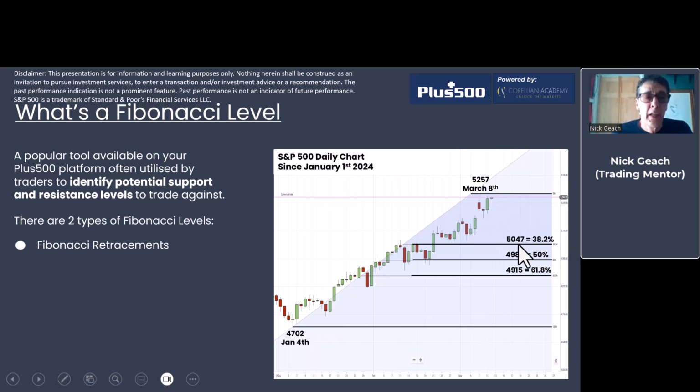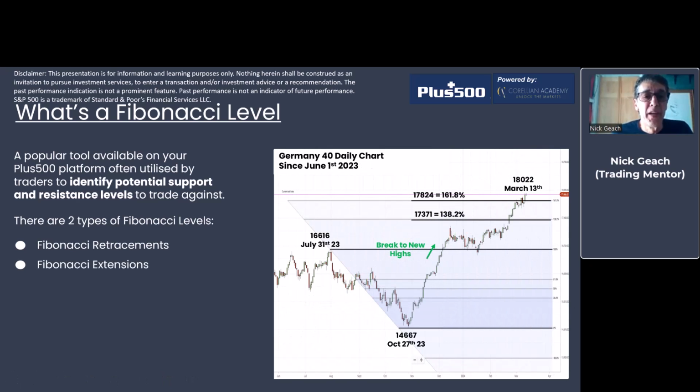And that's all I'm trying to do, is identify where prices might find support if the market enters a correction phase. And then the other scenario is using a Fibonacci extension to gauge where a market might find resistance if it accelerates through a prior market high. And you can see this on Germany DAX, the Germany 40 index in December as prices broke above the prior high from July 31st last year.